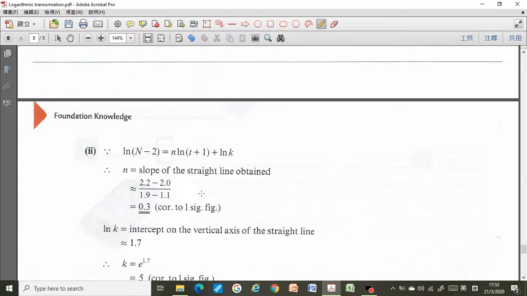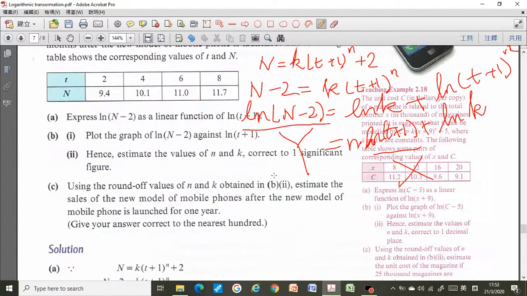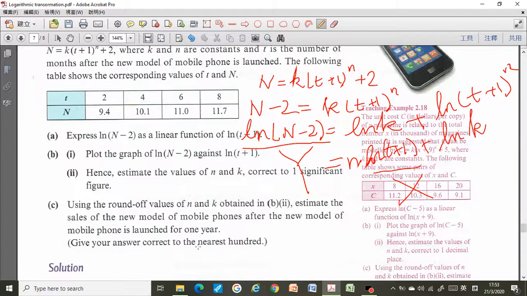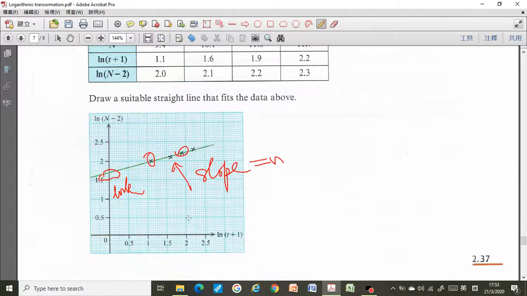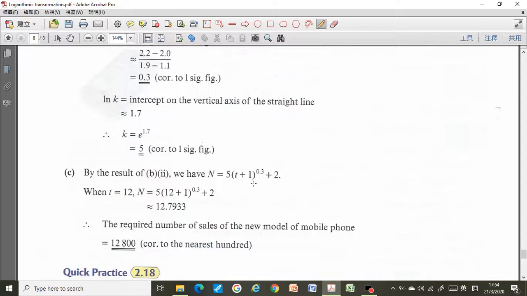Then putting t equal to 12, I will get the predicted value of 12.7933. But this is in units of 1,000. If you look at the question, it is in thousands. But you want to get your answer correct to the nearest 100. So you first multiply this with 1,000. So you get 12793.3. But correct to the nearest 100, it becomes 12800. This is the method for solving this question.